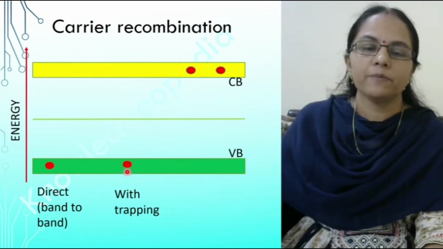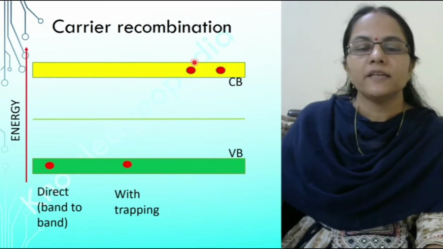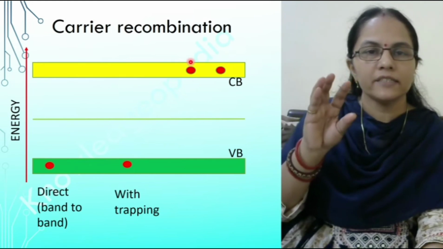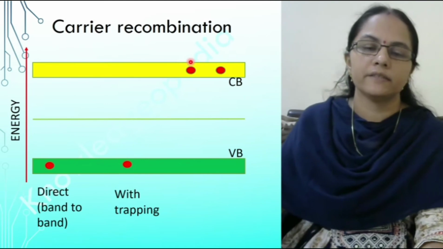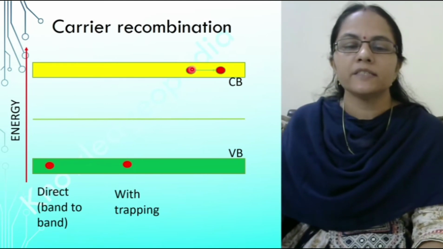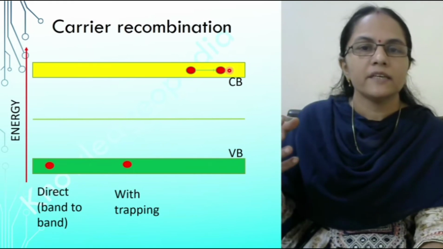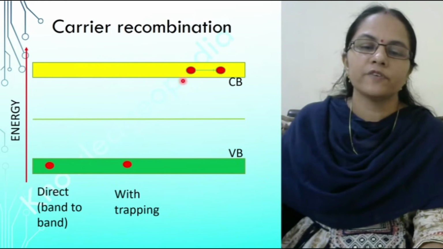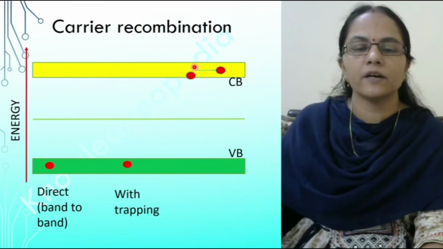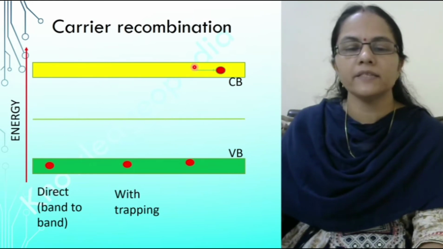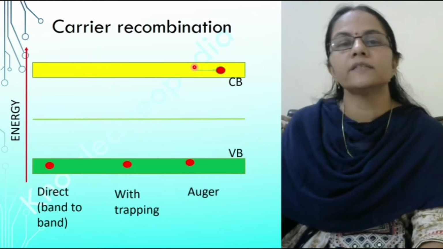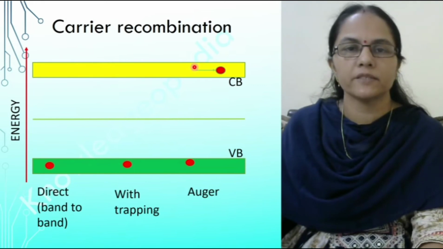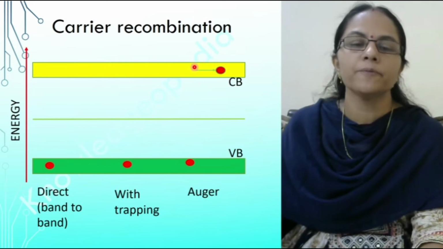Coming to the third type of recombination, this electron, while it is in the conduction band, there itself it will give its energy to another electron. Here it is giving its energy to this electron, and after giving, the energy of this first electron will reduce and hence it will come back to the valence band. This type of recombination is known as Auger recombination. These are the three different types of recombination that occur in some semiconductors.